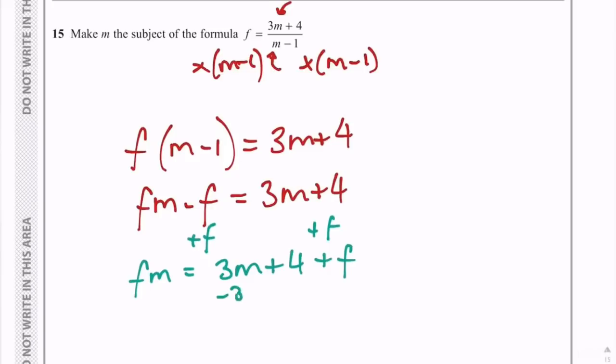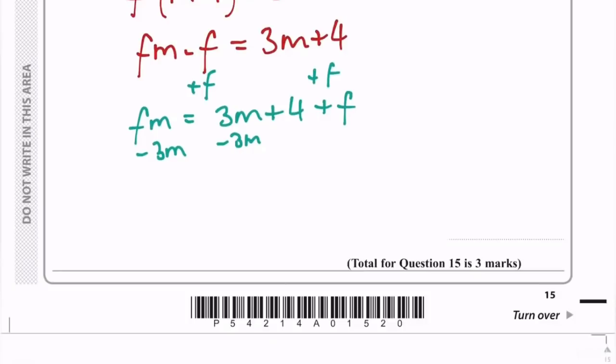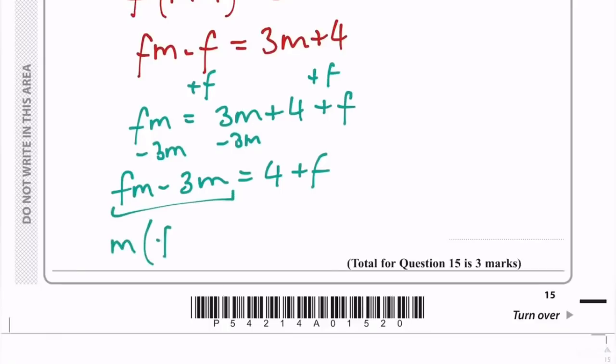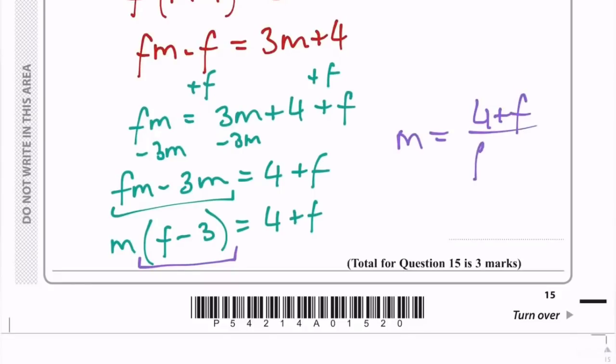Now we can take this 3m over to the other side. Let's move that down. And that leaves us with fm minus 3m equals 4 plus f. Factorising this left part here, we get m brackets f minus 3 equals 4 plus f. And then we can finish this question off. We can divide both sides by this bracket, this f minus 3, and that will leave us with m equals 4 plus f divided by f minus 3. And there we've made m the subject.